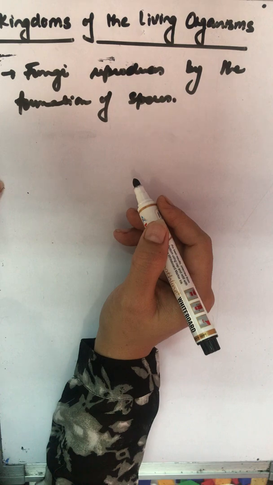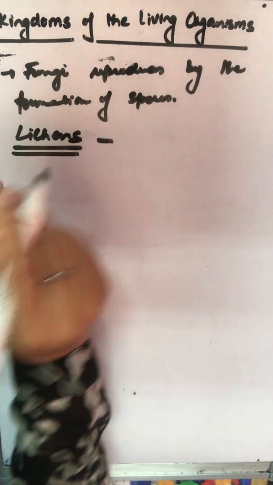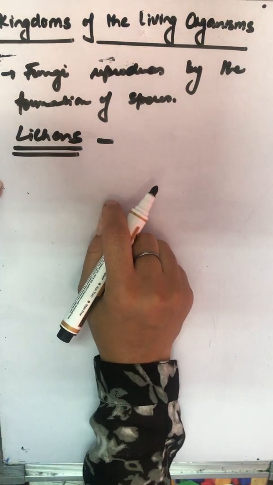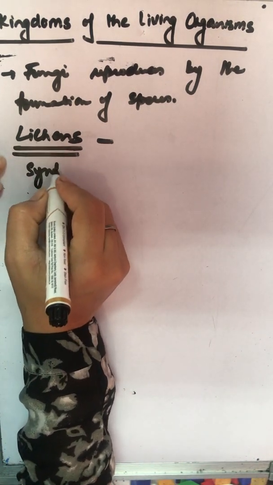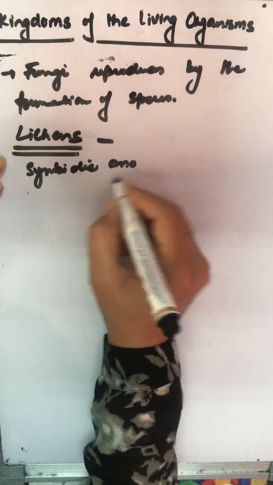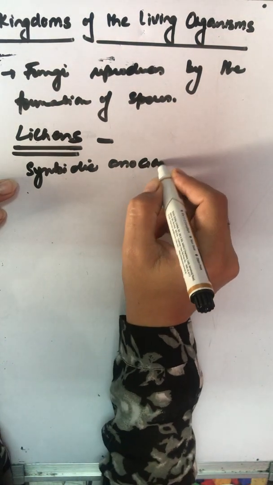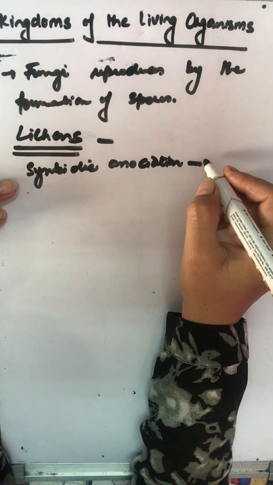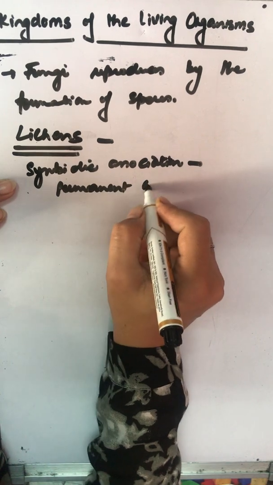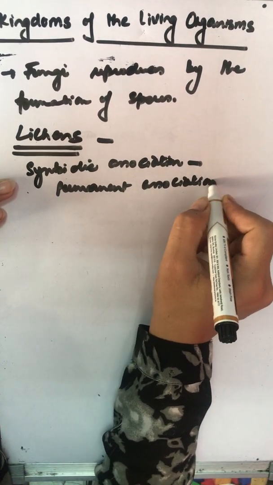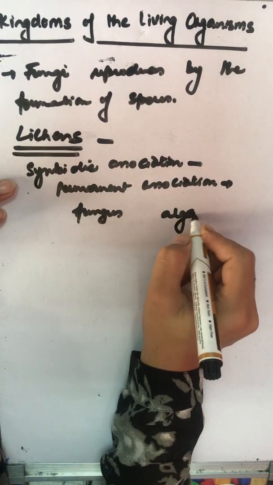Then we move to kingdom Plantae. But before we move to kingdom Plantae, I need to tell you what are lichens. You must have heard the word lichen. Lichen is a symbiotic association, a permanent association. Symbiotic means mutually dependent on each other. This association is permanent because this is an association of a fungus and an alga.